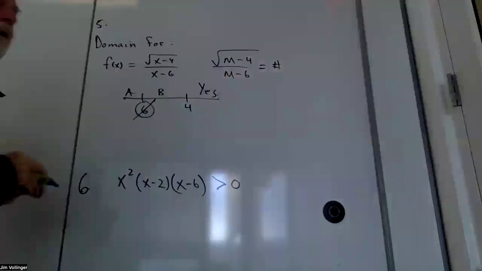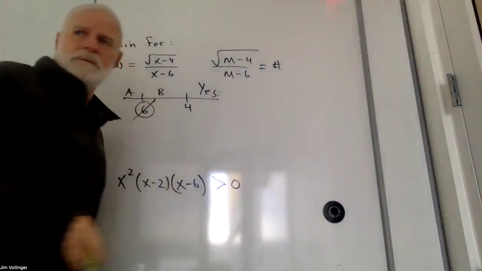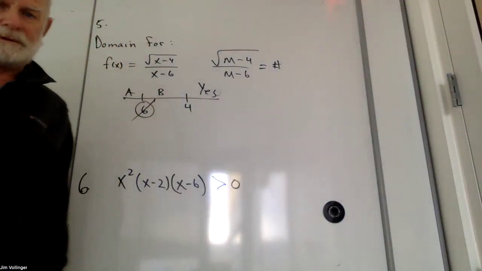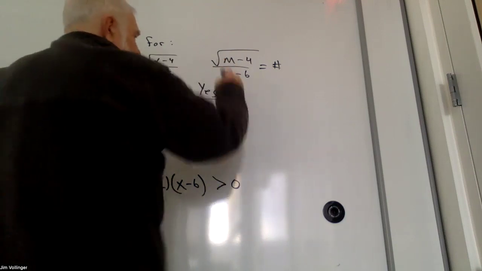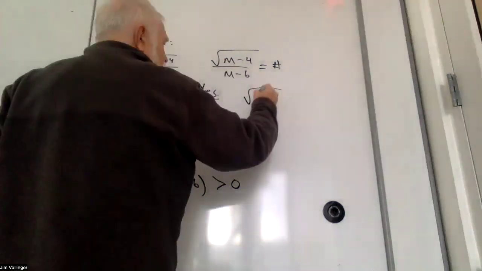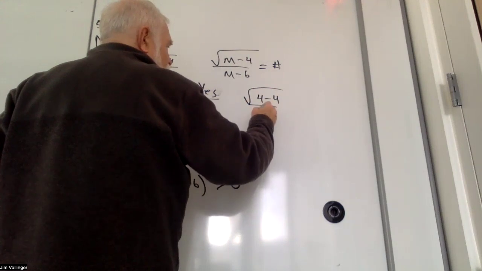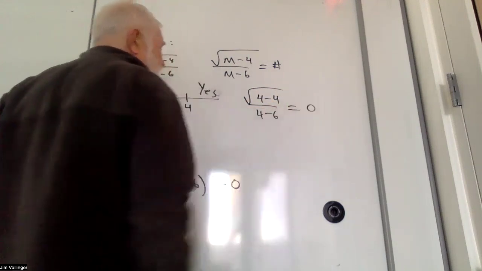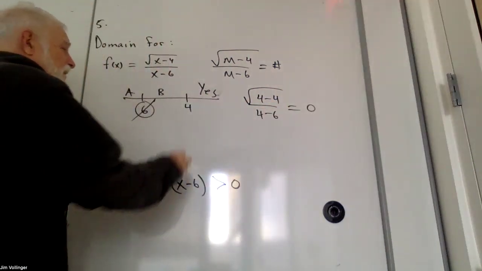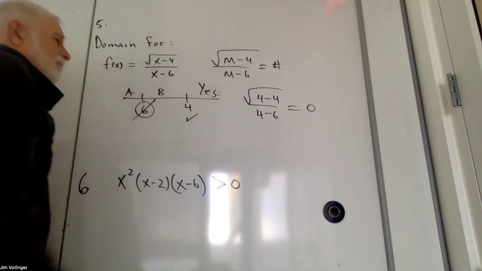Can I use the number 4? Well, let's see. If I put the number 4 in, I get 4 minus 4 over 4 minus 6. I think that's equal to 0. The calculator's working just fine, so yes, you can use the number 4.